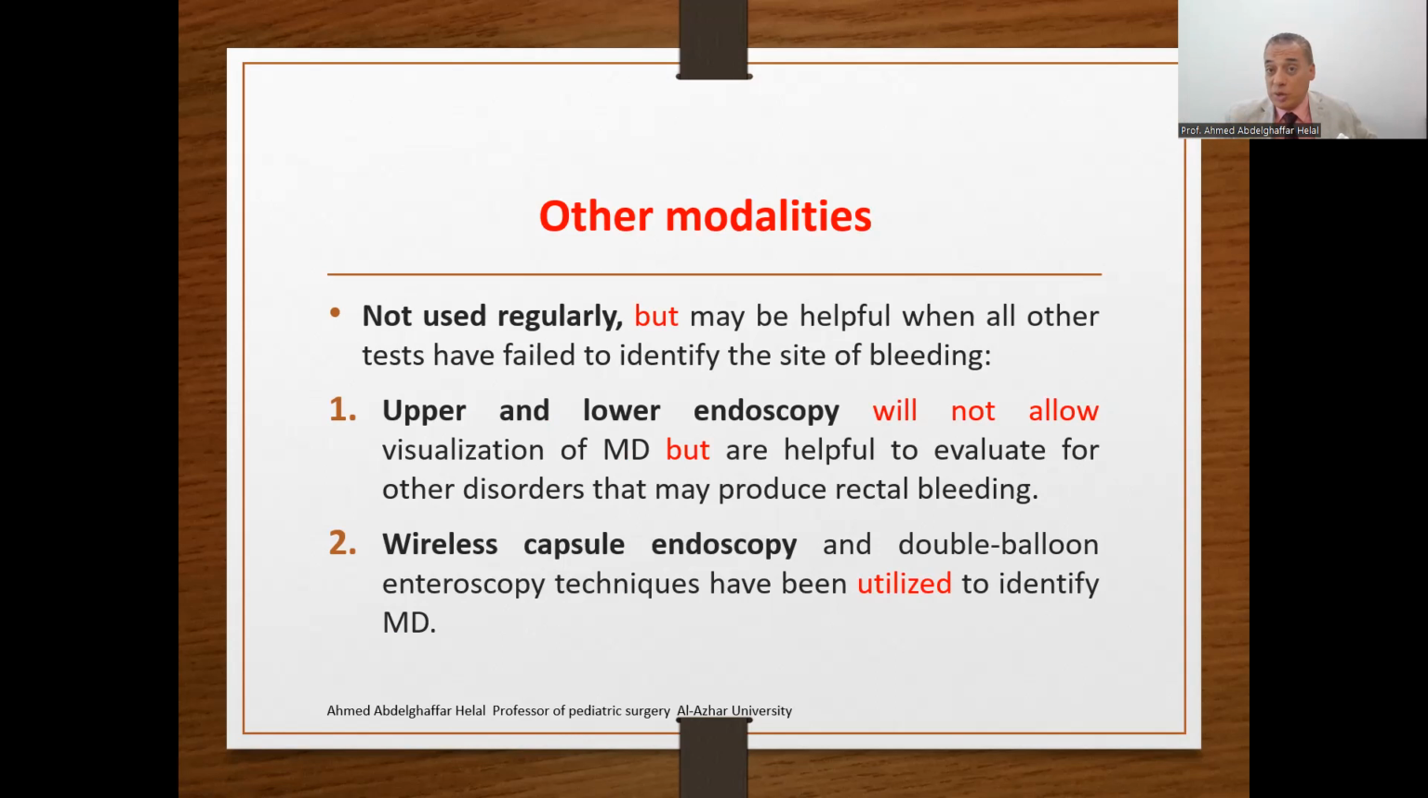Wireless capsule endoscopy and double balloon enteroscopy techniques are very recent, very sophisticated investigations that have been utilized to identify Meckel diverticulum. So these are the other modalities.